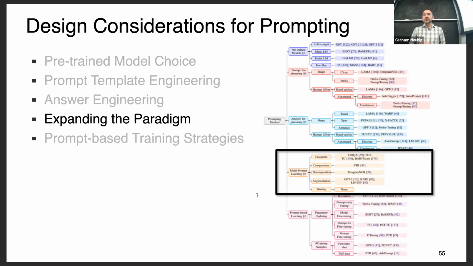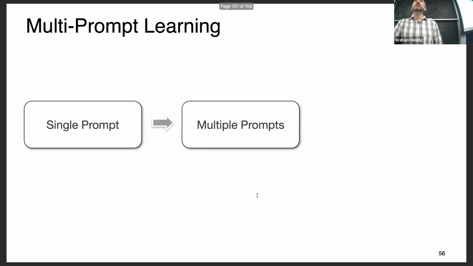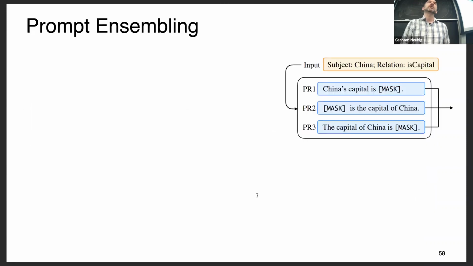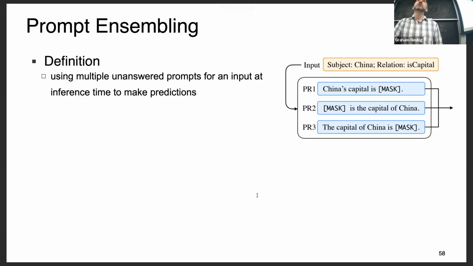Okay, so a few final advanced topics that nonetheless can be quite useful. I'm going to talk a little bit about multi-prompt methods, and multi-prompt methods include things like prompt ensembling, prompt augmentation, prompt composition, etc. Prompt ensembling is a very simple idea: we don't necessarily have the best prompt all of the time. A single prompt isn't always going to give us the best answer. So we basically use multiple prompt templates to make predictions.